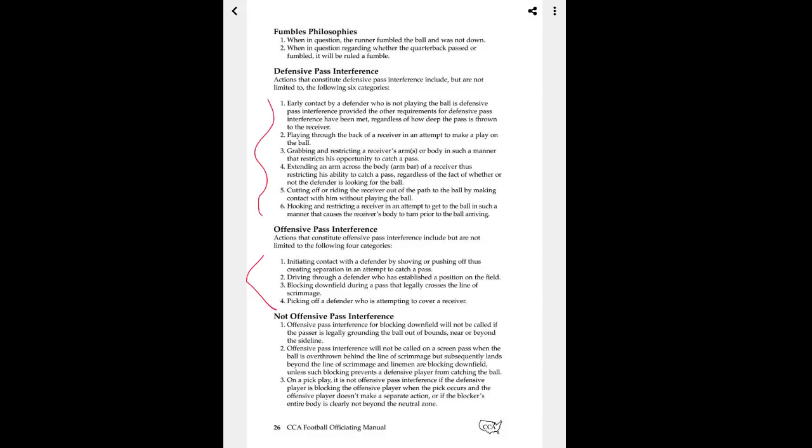There are 6 categories for defensive pass interference. 1 is early contact by a defender before the ball has arrived. 2 is playing through the back of a receiver in an attempt to make a play on the ball. 3 is the grab and restrict, grabbing and restricting in such a manner that restricts the receiver's opportunity to catch a pass. 4 is extending an arm across the body, known as the arm bar, restricting his ability to catch a pass. 5 is cutting off or riding the receiver out of the path by making contact without playing the ball. And 6 is the hook and restrict, hooking the receiver in an attempt to make a play on the ball in such a manner that causes the receiver's body to turn just prior to the ball arriving.